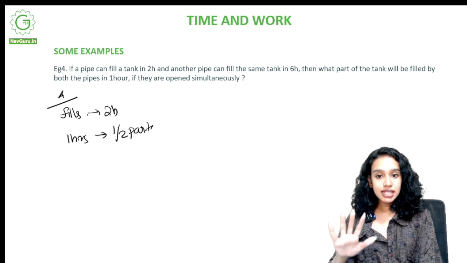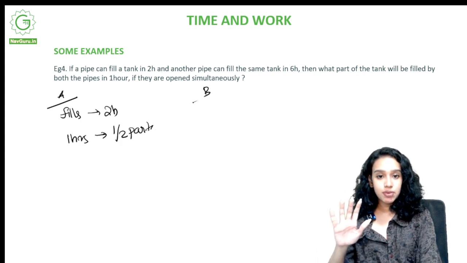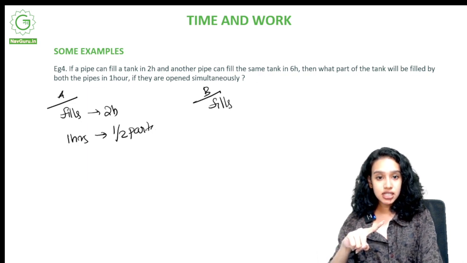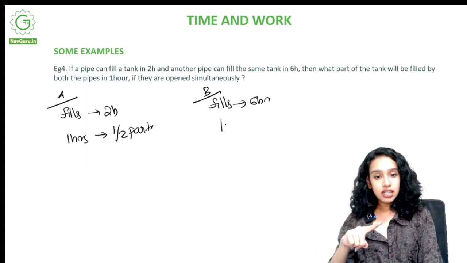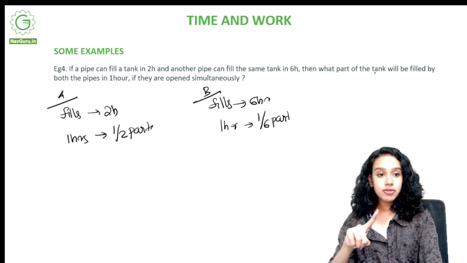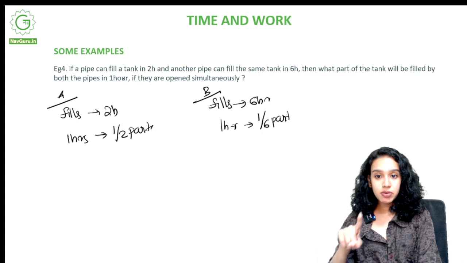Okay, so the same tank is taken and we take the pipe B, right? So another pipe can fill the same tank in 6 hours. So it fills in 6 hours, right? So in 1 hour, it fills 1/6th part of the tank, right? Then what part of the tank will be filled by both the pipes in 1 hour?